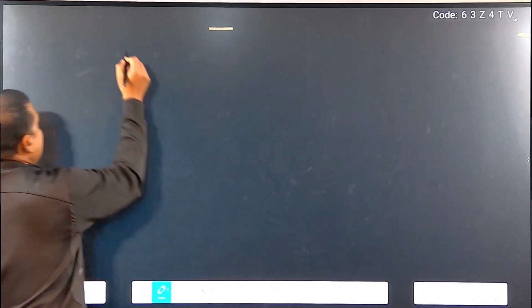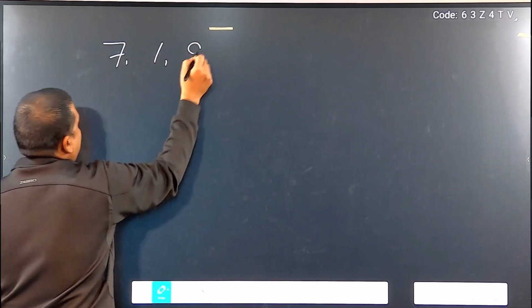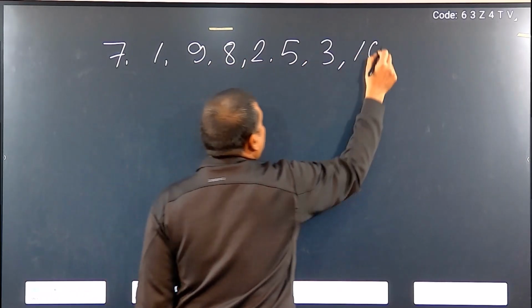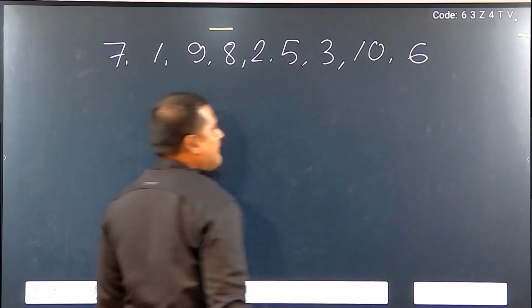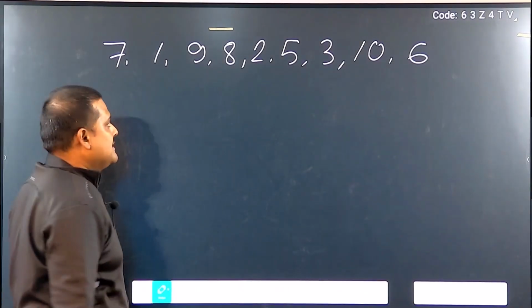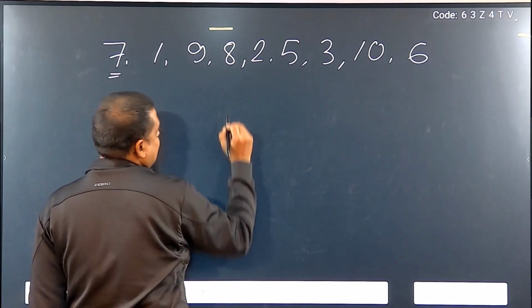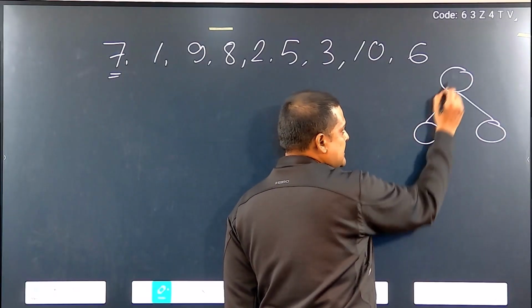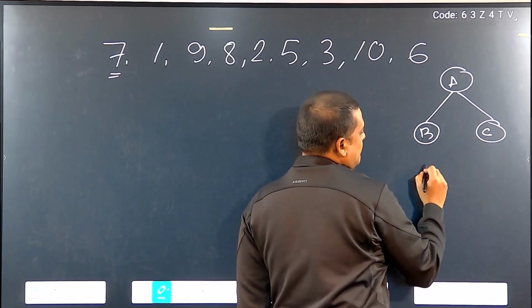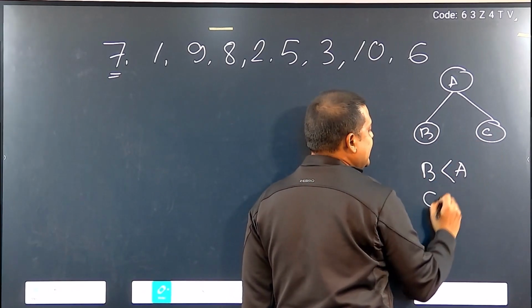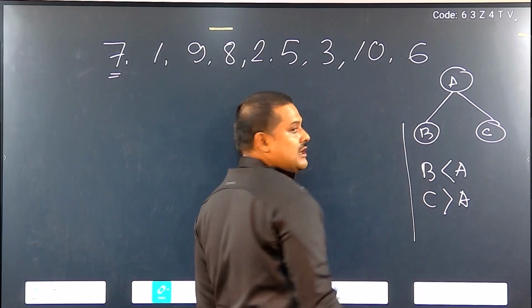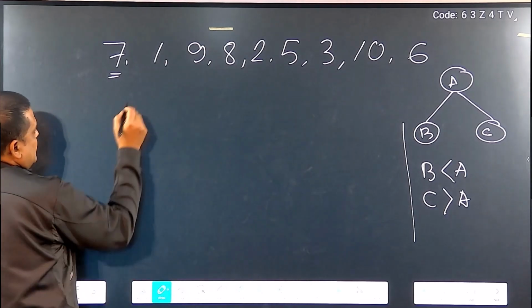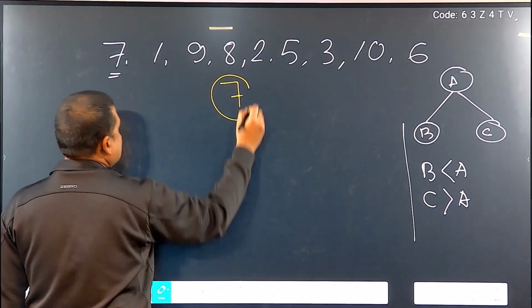If we have the elements 7, 1, 9, 8, 2, 5, 3, 10, then 6, we are trying to arrange these elements. The condition is that one node has a maximum of two different children. This is A, this is B, this is C. B is lesser than A and C is greater than A. These are the two conditions. Now let us store these elements in the data structure. So, 7 is at this place.